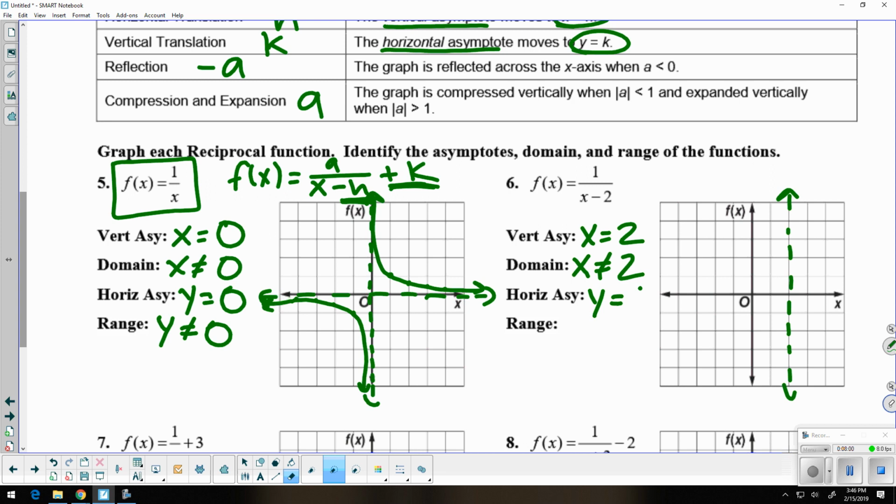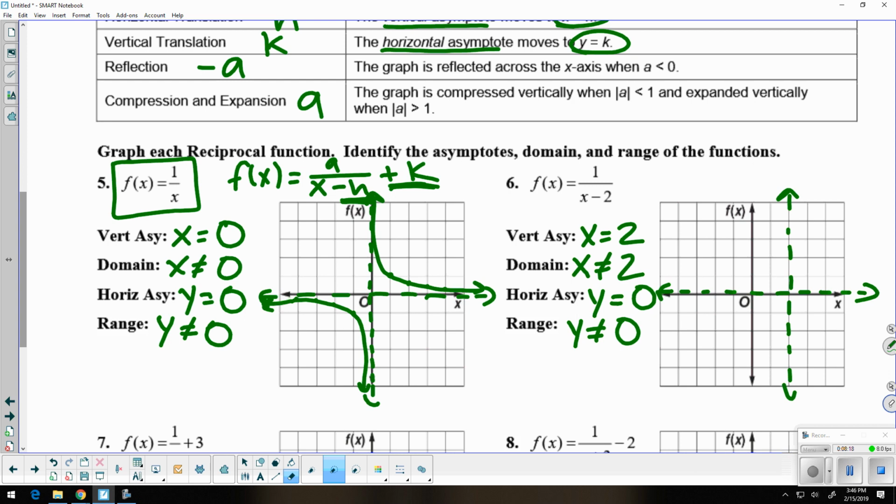Well, we don't have a k, it's just 0. So the one restriction is that y cannot be 0. So our horizontal, from left to right, our dotted line going through y at 0. And again, we could do the whole process, plugging in numbers for x and then solving for the y. Just can't plug in 2 for x. Again, that's where it's undefined.